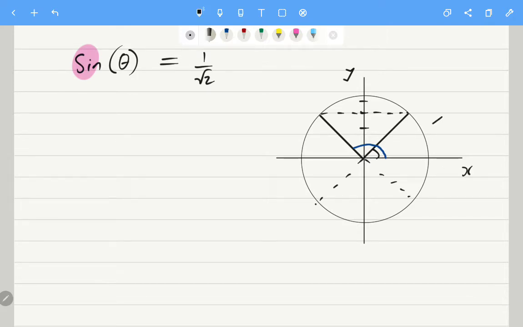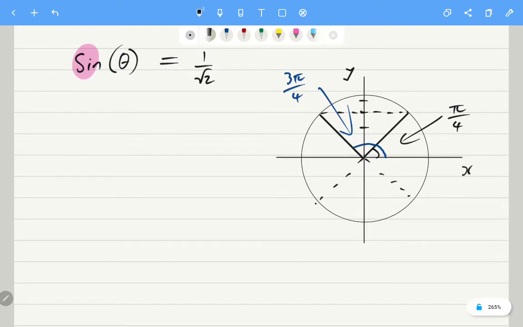So what are these two angles? Well, this one's 1/4, so pi on 4. And the blue angle is 3 pi on 4. Alrighty, so pi on 4, 3 pi on 4, and we are left with theta 1 equal to pi on 4, and theta 2 equal to 3 pi on 4. And there is a sine example.